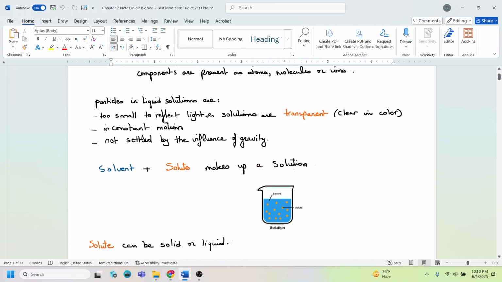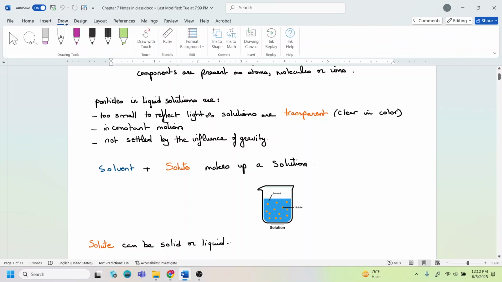So a solution is made up of two components. It's made up of a solvent. So the solvent is what dissolves the solute. For example, if we have salt in water. So let's put an example in there.